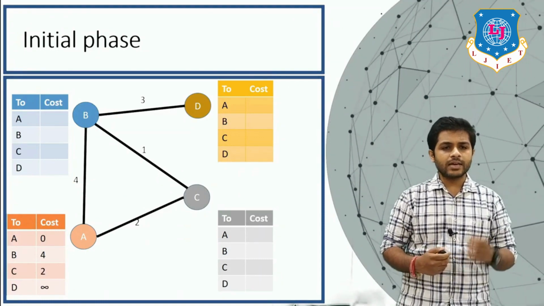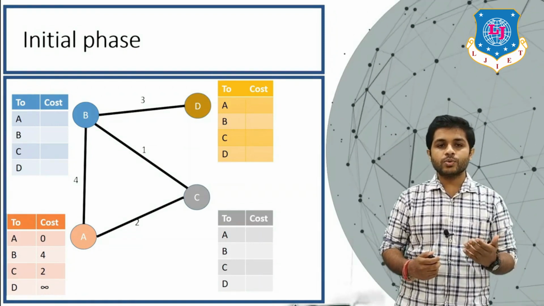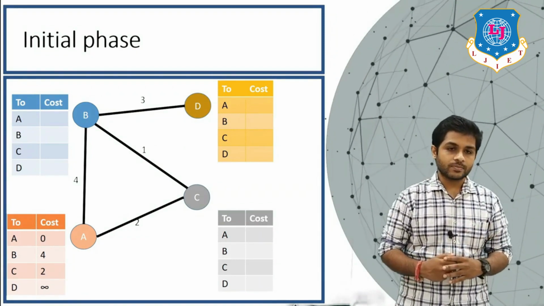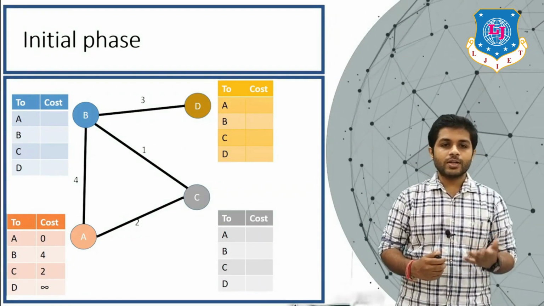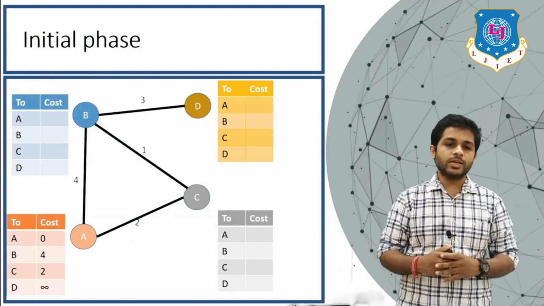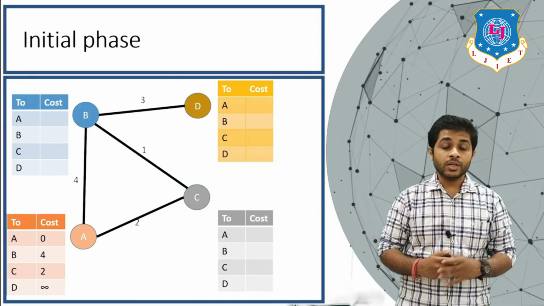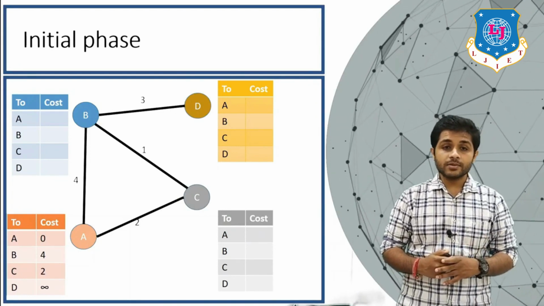Infinite means that right now the router doesn't know how to reach the destination. So router A doesn't know how to reach router D, so right now it is putting infinite in that field. So let's see C's table.